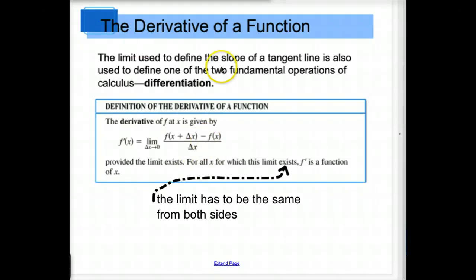All right, so the definition of derivative. A derivative is a slope. The limit that we use to define the slope of a tangent line is also used to define one of the 2 fundamental operations of calculus, differentiation. Now there's a lot of vocabulary going on. A derivative is a noun, it's a thing. Differentiation is what you do to get that thing. So if you differentiate something, you are finding the derivative.